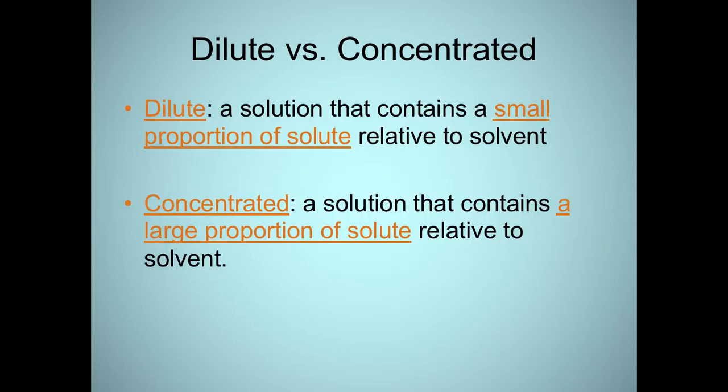Now, here are two terms you have definitely heard of before. That would be something that is dilute versus something that is concentrated. If you have a solution that is dilute, it is a solution that contains a small proportion of solute relative to the solvent. You have a tiny amount of solute. On the other hand, a solution that is concentrated contains a large proportion of solute relative to the solvent. It's like putting a little bit of salt into a cup of water versus a lot of salt. That would be the difference between dilute and concentrated.